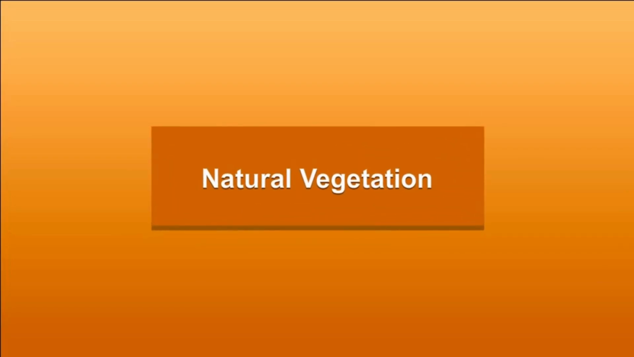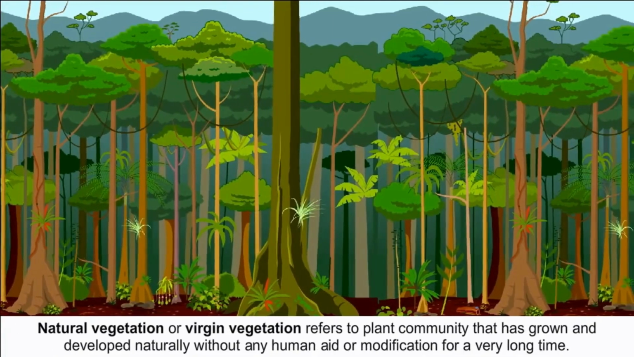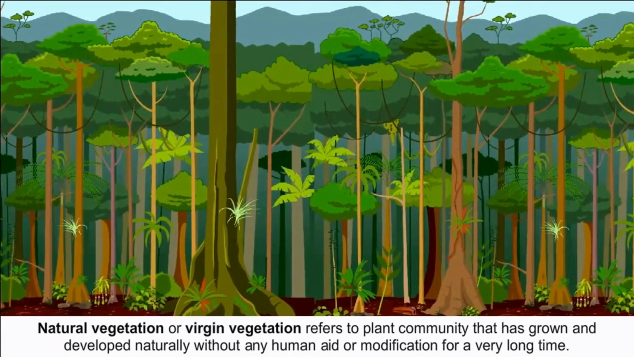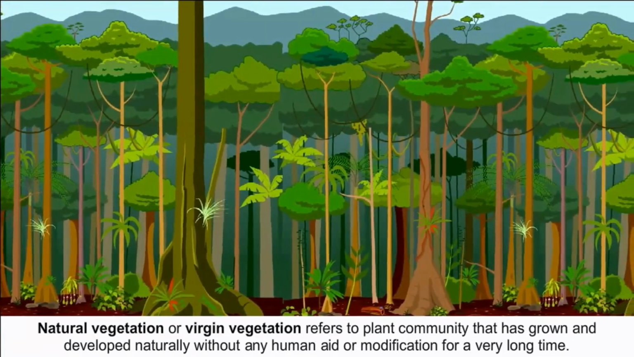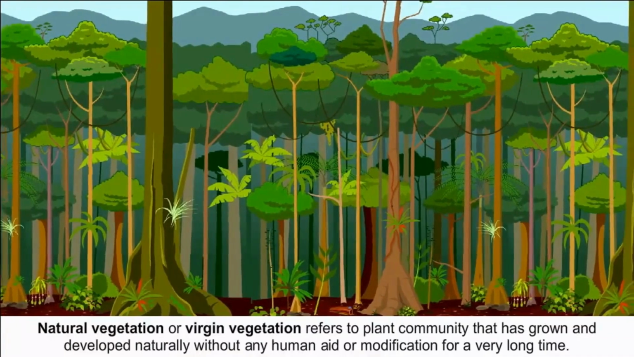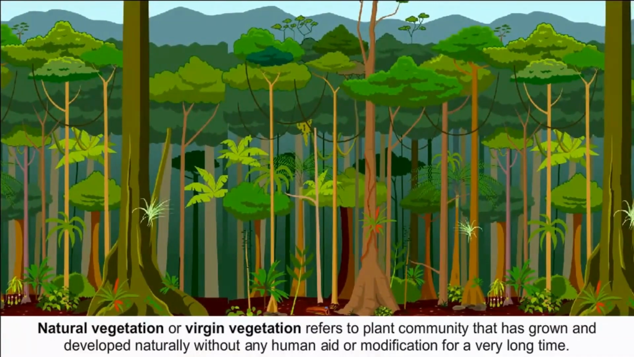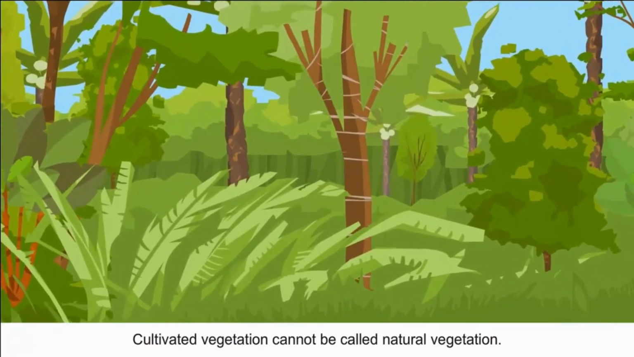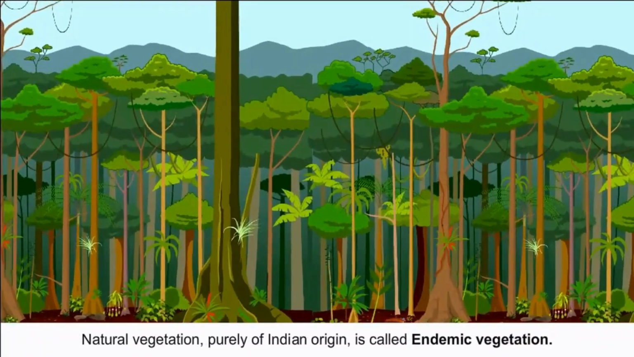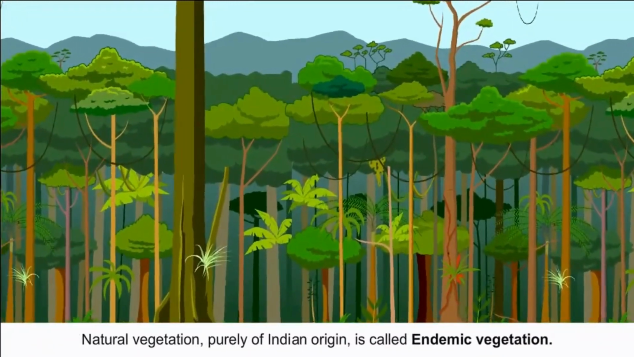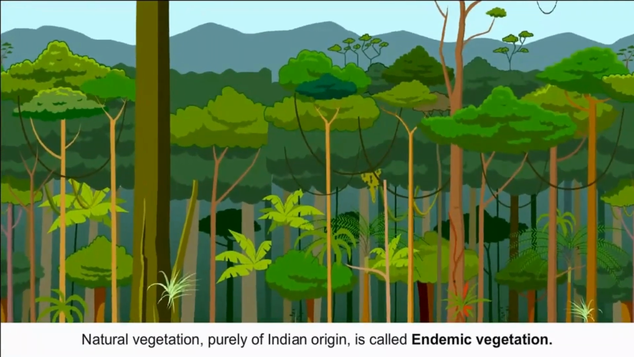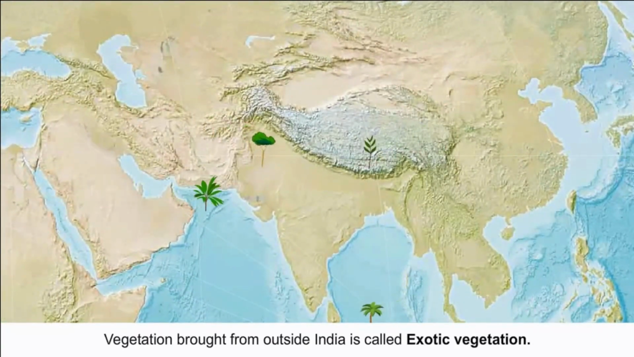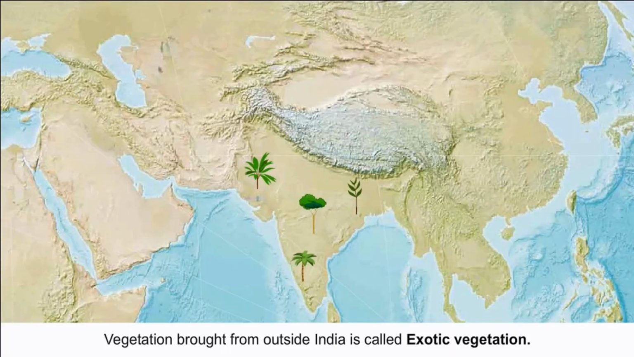Natural vegetation. Natural vegetation or virgin vegetation refers to plant community that has grown and developed naturally without any human aid or modification for a very long time. Cultivated vegetation cannot be called natural vegetation. Natural vegetation, purely of Indian origin, is called endemic vegetation. Vegetation brought from outside India is called exotic vegetation.